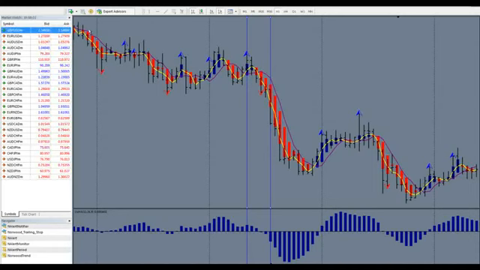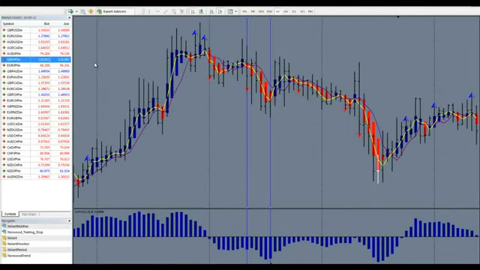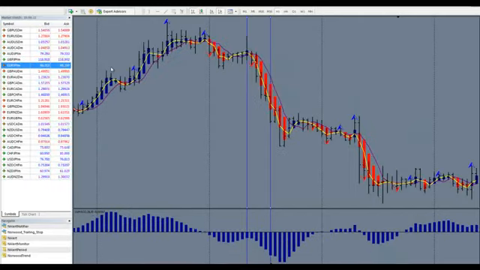Now let's go look at the pound dollar. Didn't do quite so well. There's possibly a little bit in there. Let's look at the pound yen. Was a little bit. The euro yen, so two euro pairs were moving well.